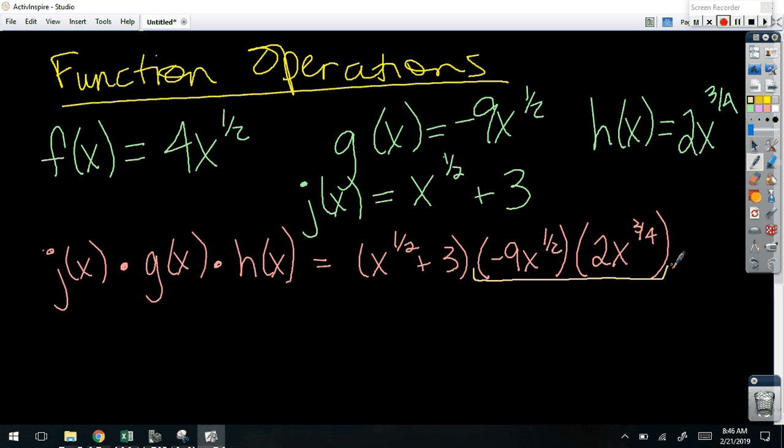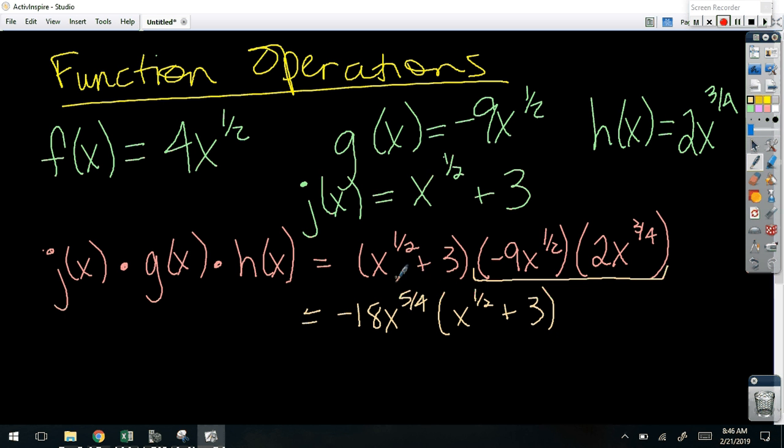Yes. All right, so my question to you then is, what is negative 9x to the 1/2 times 2x to the 3/4? Negative 18x to the 5/4. Is anybody confused on that? Multiply coefficients, add exponents. So to that, I need to multiply x to the 1/2 plus 3. The only reason I moved it to the front is so you could easily see it distributing through that way. It's not necessary.